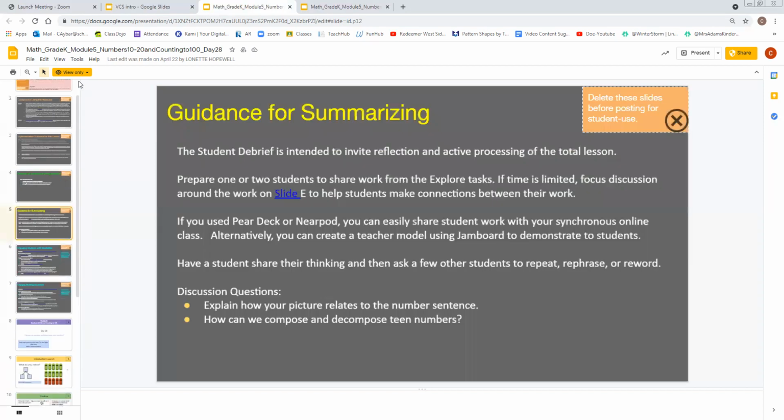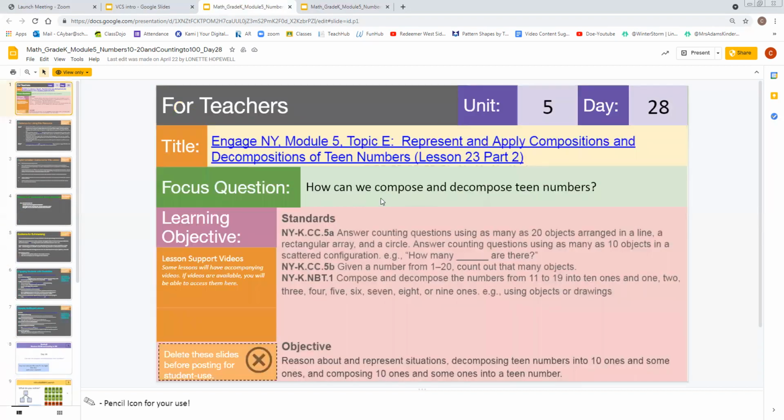Just like in the focus of the work, I'm going to show you again. How can we compose and decompose teen numbers? We want to make sure that we highlight the some ones language. Reason about and represent situations, decomposing teen numbers into 10 ones and some ones.